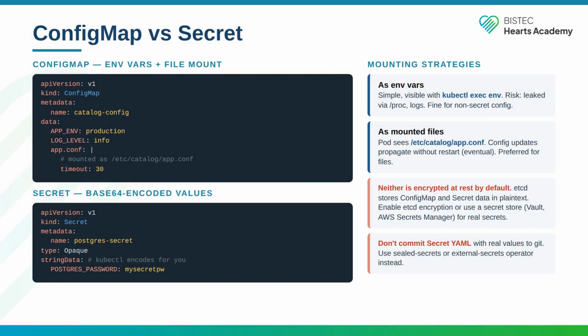Configuration and credentials should not be baked into container images. Config maps hold non-sensitive configuration. Secrets hold sensitive values. Both inject config into pods without rebuilding images.